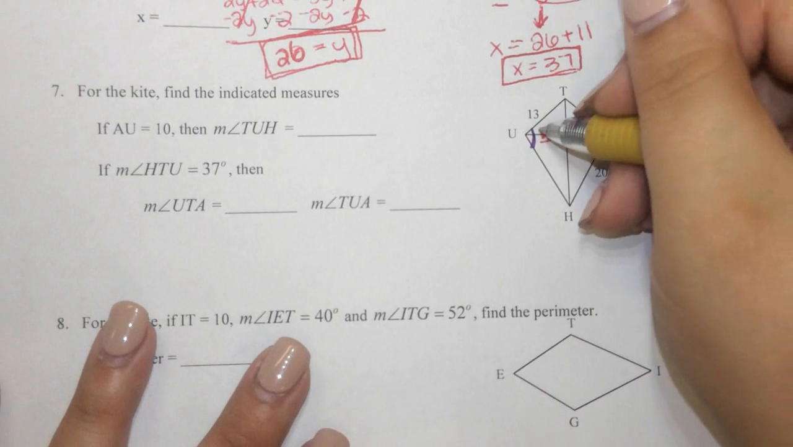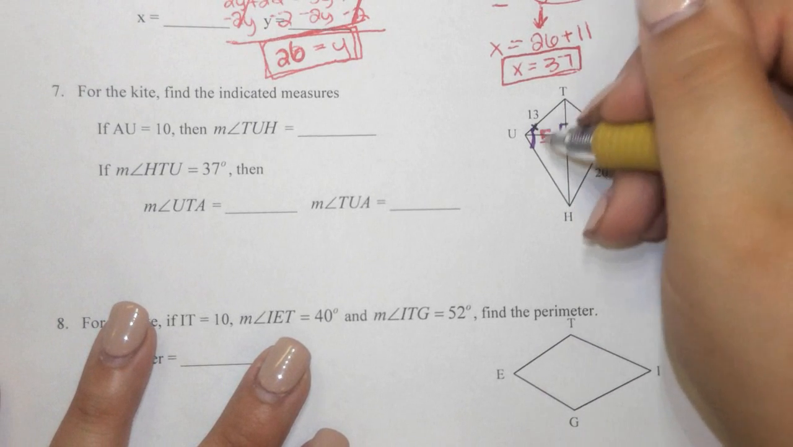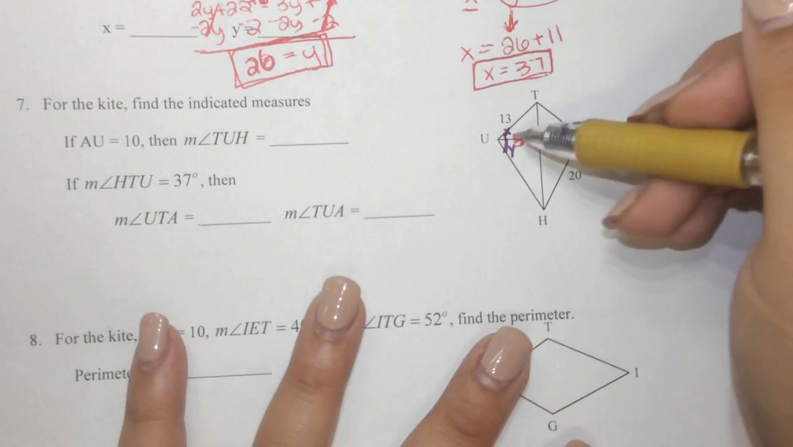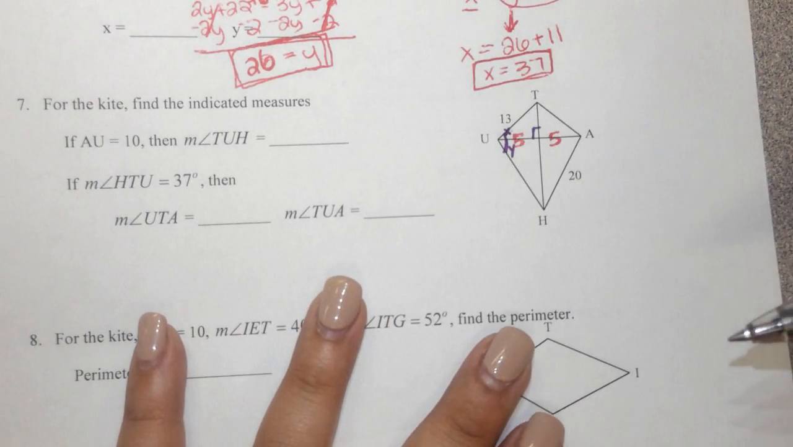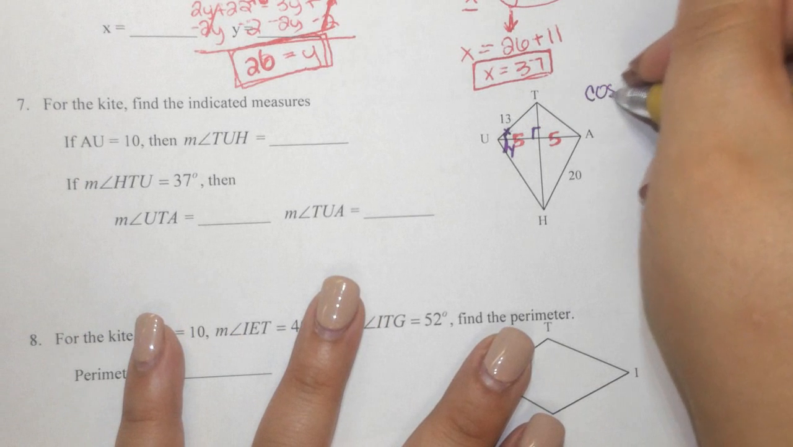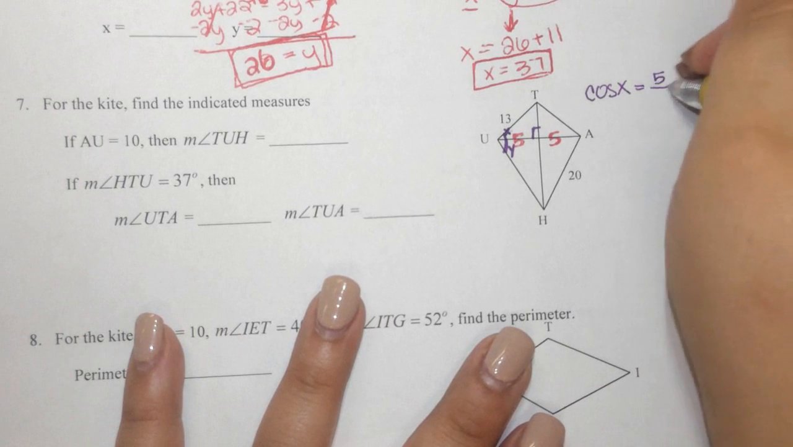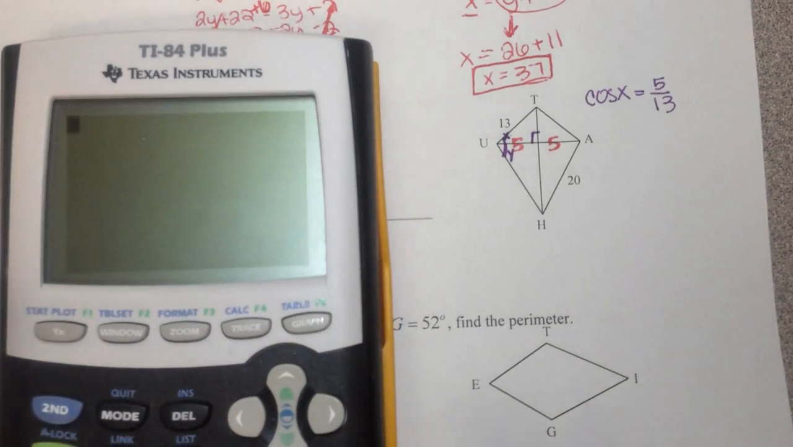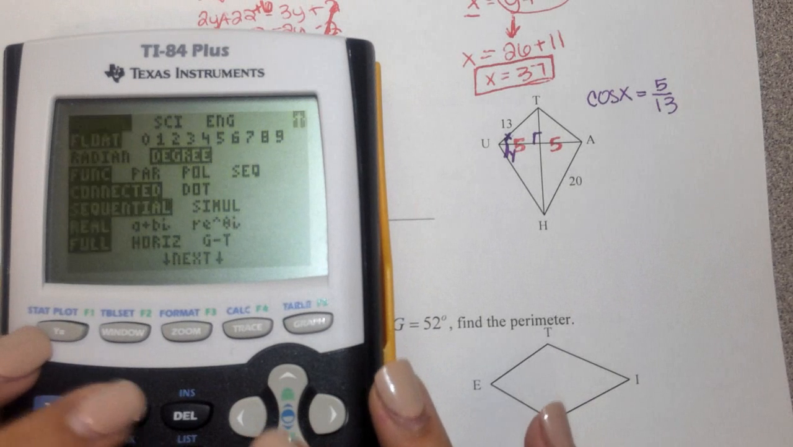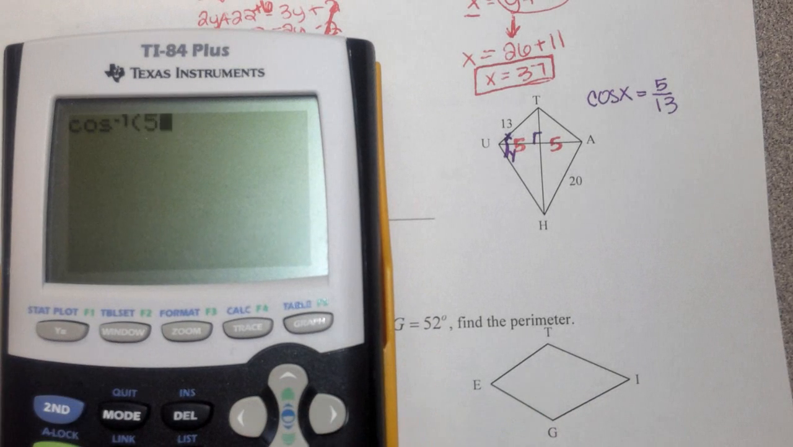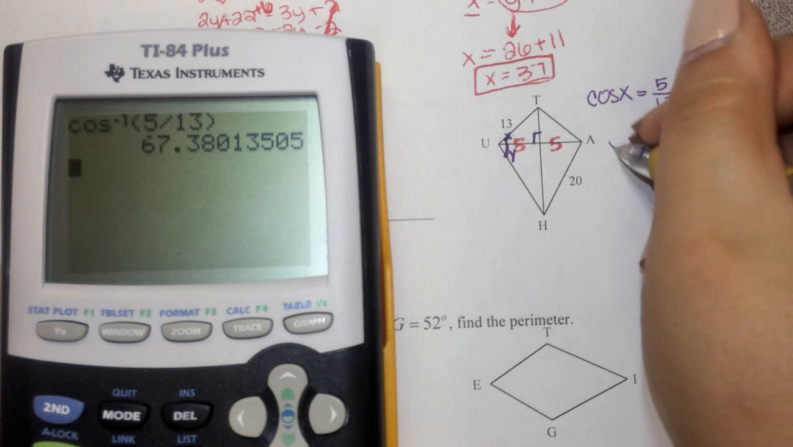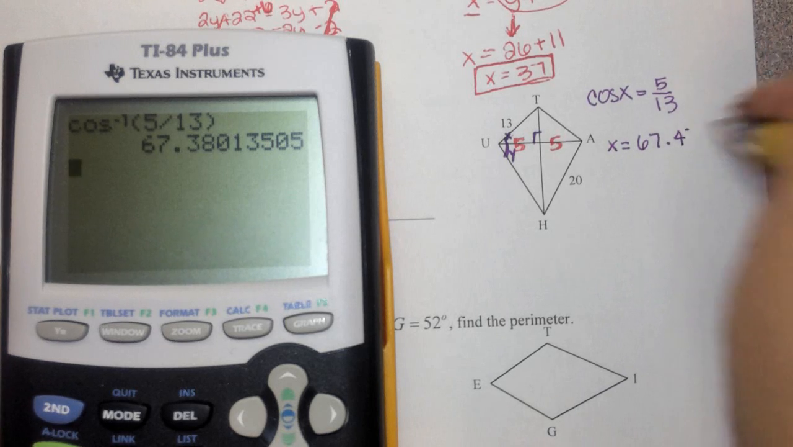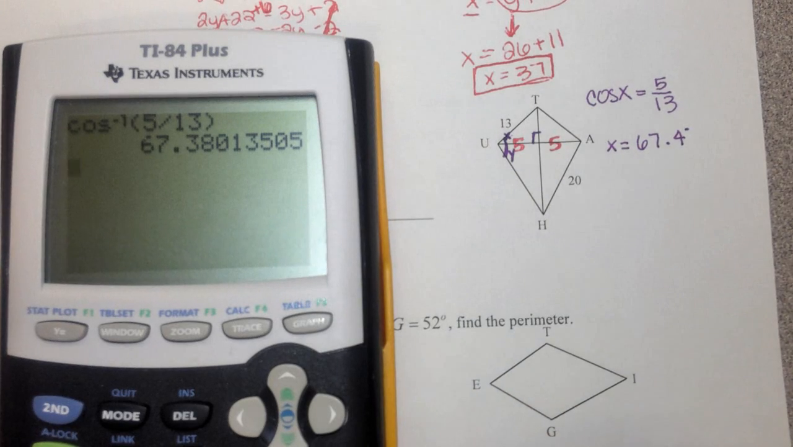So what I'm going to do is I have 2 angles. I'm going to make this one X and this one Y. Does that make sense? Okay. So for X, I have adjacent and hypotenuse. So that's going to be the cosine of X equals the adjacent over the hypotenuse. I'm going to inverse, make sure you're in degrees. Inverse 5 over 13. So X is going to be 67.4. And I'm going to leave that in my calculator.